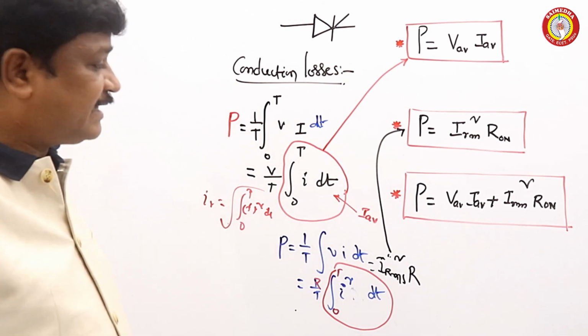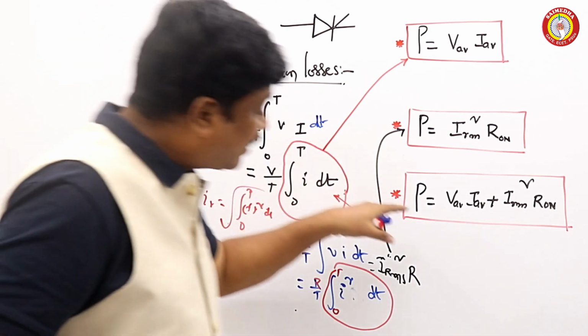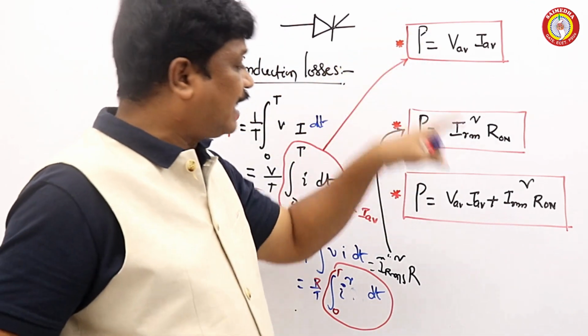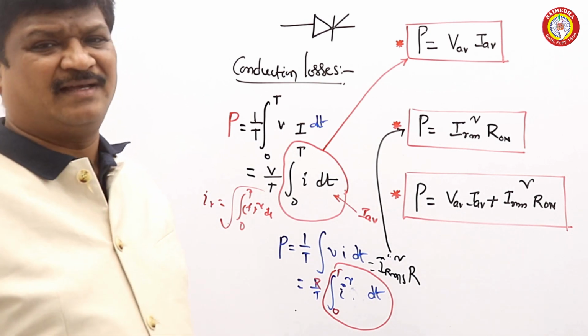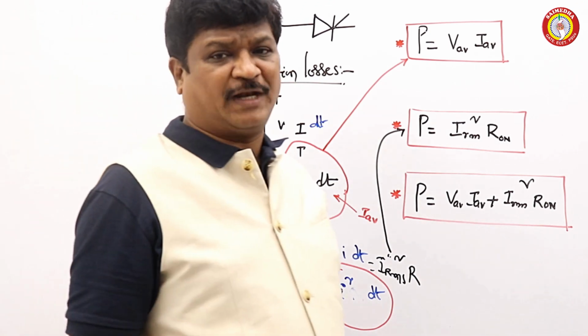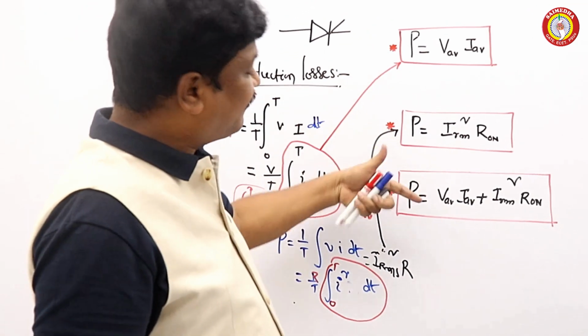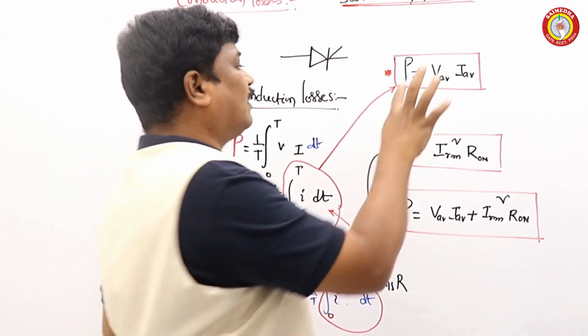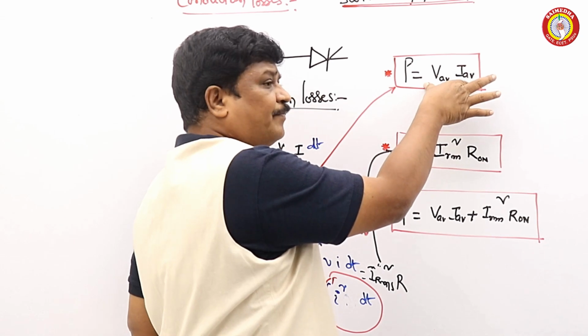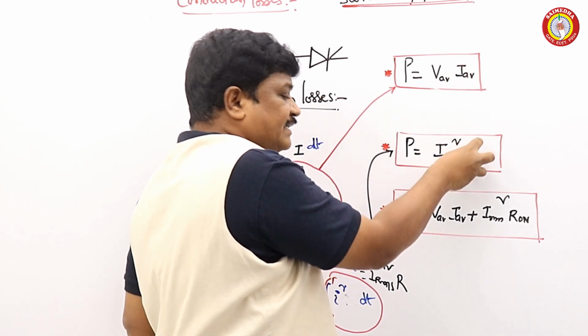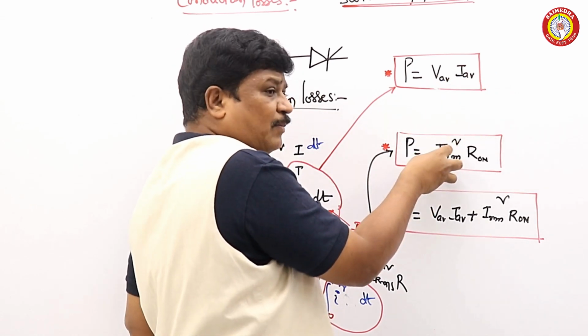Sometimes, most of the devices have a combination of this average power and RMS power together, and we have to take both. Sir, power is not RMS. Always the power is average only. But we are using different formulas because here voltage is constant, we can use this formula. And here resistance is constant, we have to use this formula.